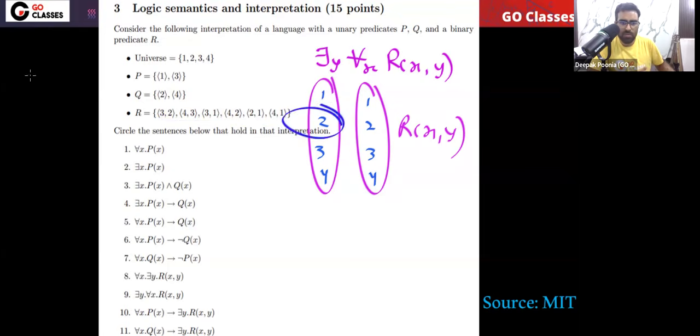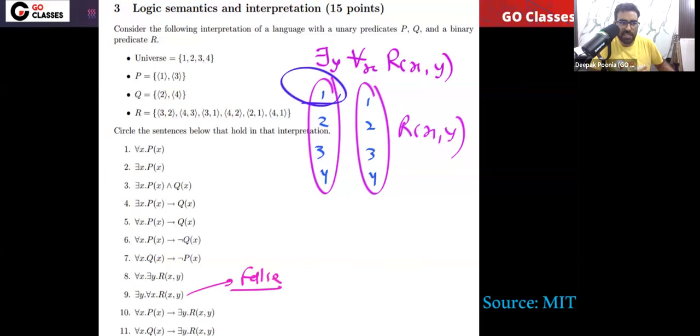Can I take 2 and say R(1,2), R(2,2), R(3,2), R(4,2) are true? You can see R(2,2) is not true. Can I take 3 and say R(1,3), R(2,3), R(3,3), R(4,3) are true? No, R(3,3) is not true. What about 4? R(4,4) is also not true. So basically this statement is actually false. Did you understand?